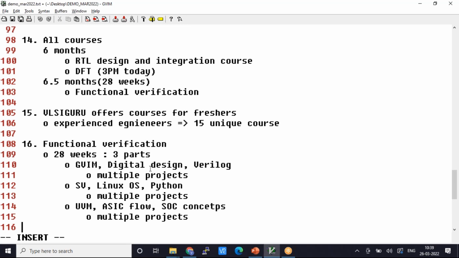Even when we do phase 1, this will be for around 10 weeks. This will be for around 13 weeks. This will be for around 5 weeks. So totally adding up to 28 weeks. Sometimes it extends to 30 weeks also.